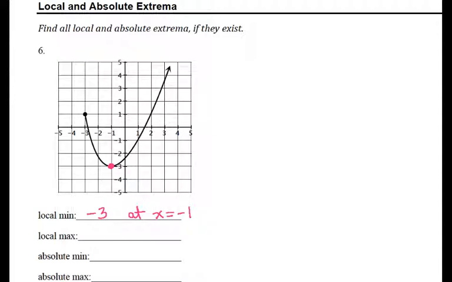For a local max, I'm looking for a high point on the graph that is not one of the endpoints. The only high point that really stands out to me is this one here, which happens to be an endpoint. I can't use that for a local max, so I'm going to have to answer none.